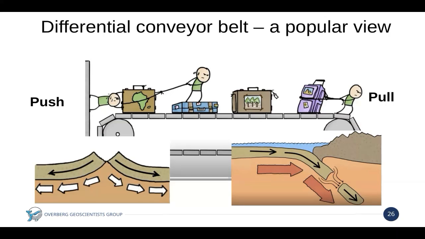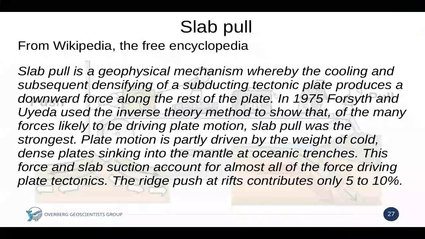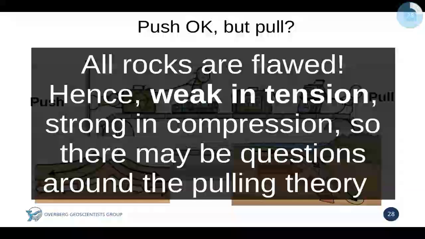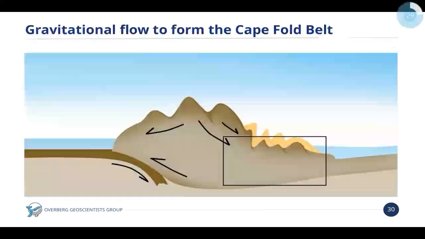subduction zone by gravity. From Wikipedia, we can read this: slab pull is a geophysical mechanism whereby the cooling and subsequent densification of subducting tectonic plates produces a downward force along the rest of the plate, and that was considered the main force for these oceanic plates moving apart. However, I don't like it because rocks are weak and flawed. So they are very weak in tension. For that slab to pull the whole ocean towards it, I don't like that theory. So that could be some questions.